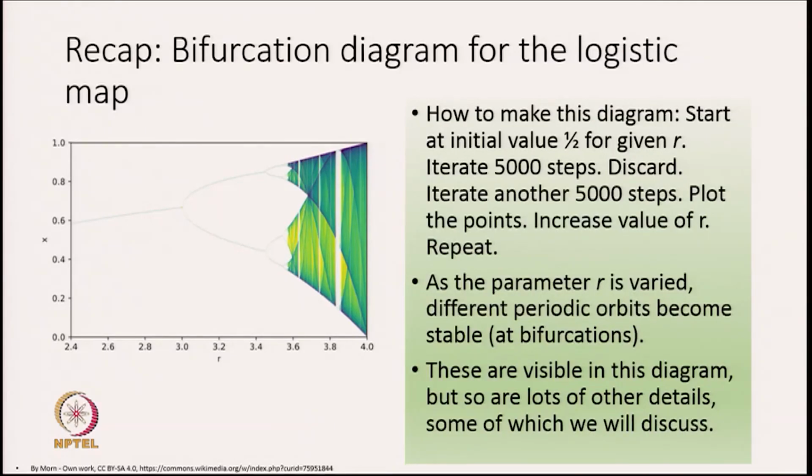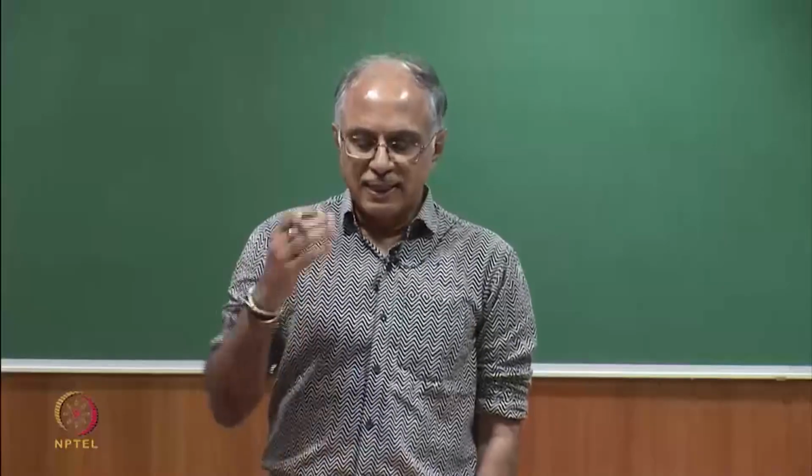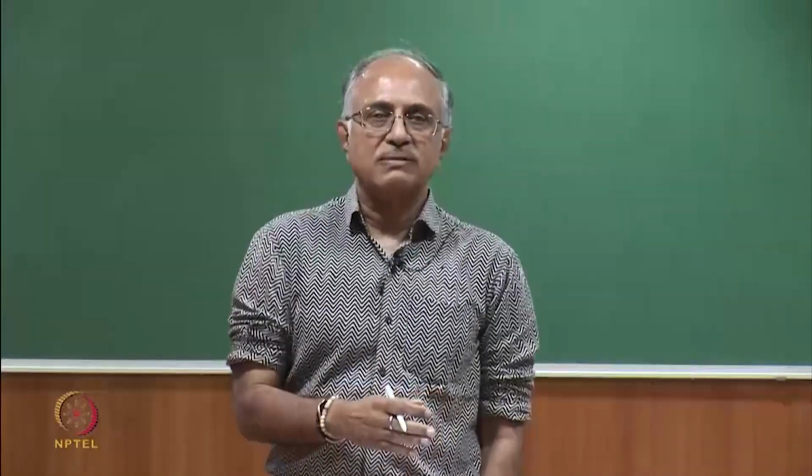You start with the map maximum. For technical reasons, instead of starting at exactly the point half, you can start at 0.50001 or something which is close to half, but not exactly half. You iterate the map for, let us say, 5000 steps, discard it as transient behavior, iterate it for another 5000 steps, and you plot these points.